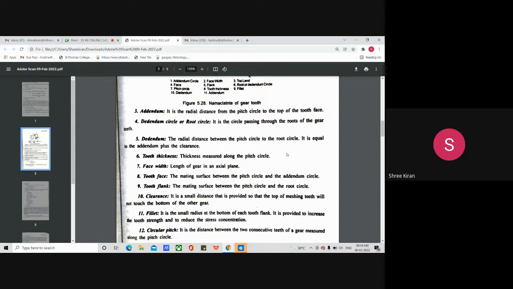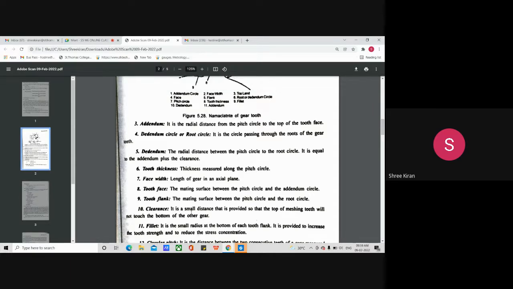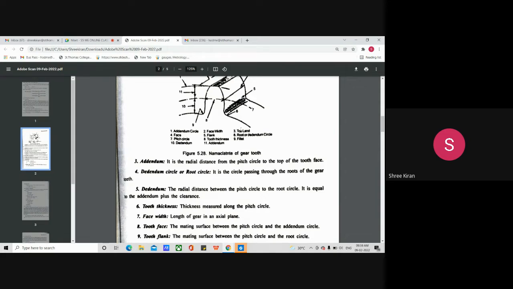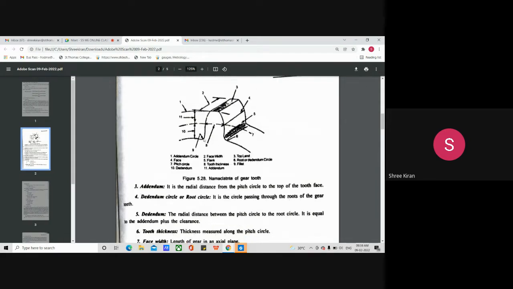Fillet. It is a small radius at the bottom of each tooth flank. In the case of fillet, it always is a small radius at the bottom of each tooth flank. So this is the fillet. This is the ninth one, you can name it as the ninth one. See, this is the fillet.